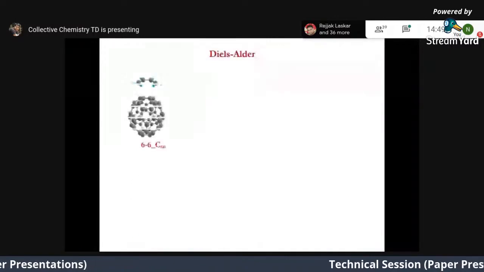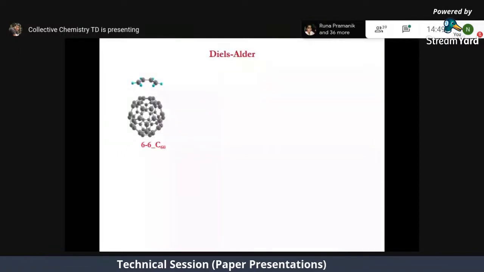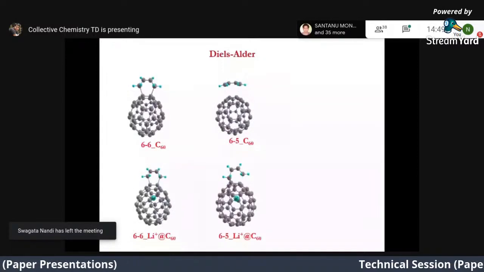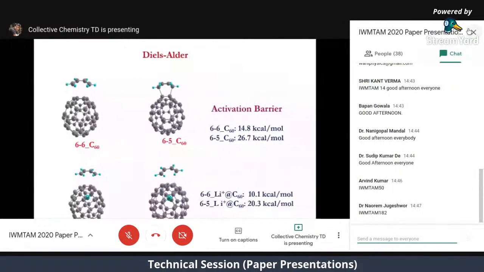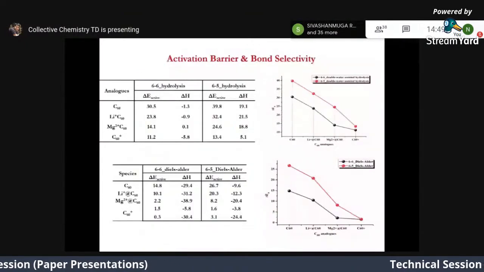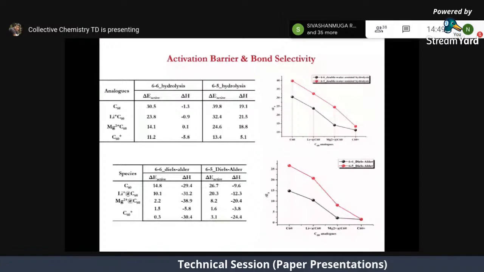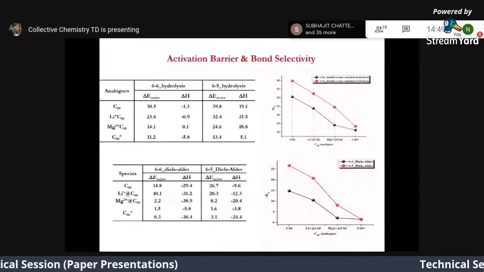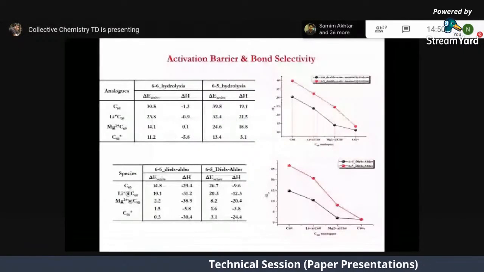Now, for the Diels-Alder reaction also, this is the mechanism, and this is the corresponding computational optimization process. And here also, the barrier height sharply decreases when we encapsulate lithium plus. These are all the optimization values and corresponding barrier height values and the corresponding graph. See that from C60 to Li plus C60 to Mg2 plus C60 to cationic C60, the barrier height sharply decreases, and the bond selectivity is also gone.